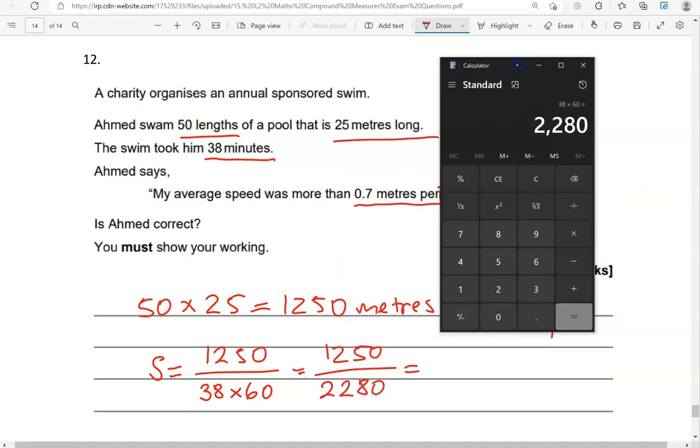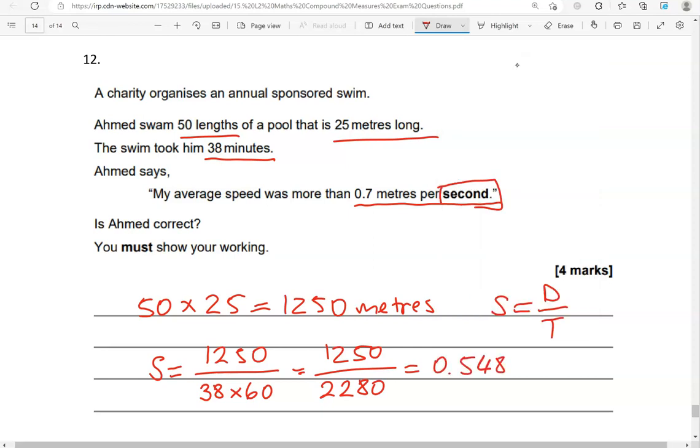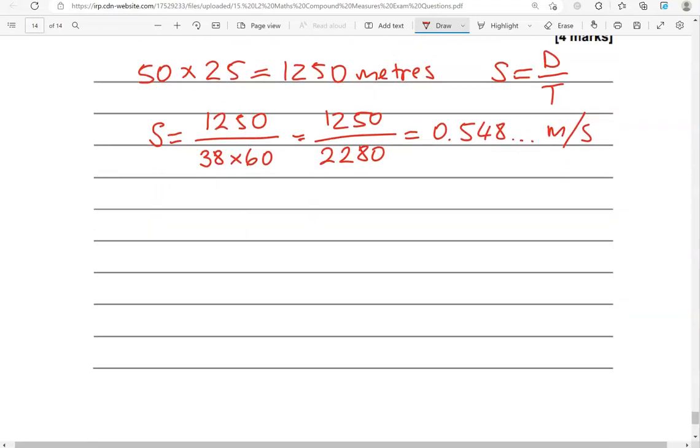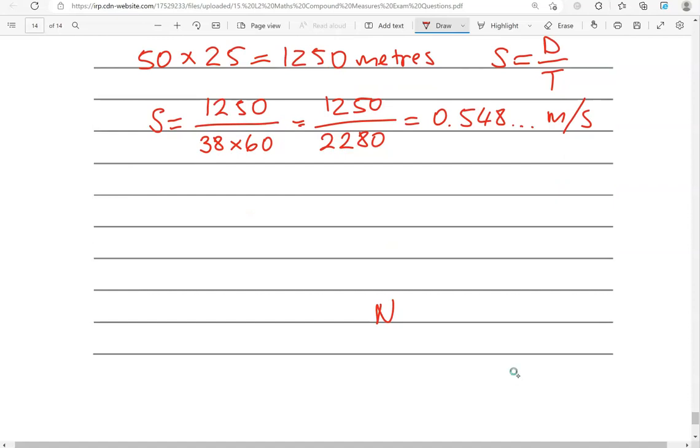So now dividing 1,250 by 2,280 gives us 0.548 meters per second. So that is not more than 0.7. So we're going to say no. It was 0.548 meters per second. And this is the end of the questions.